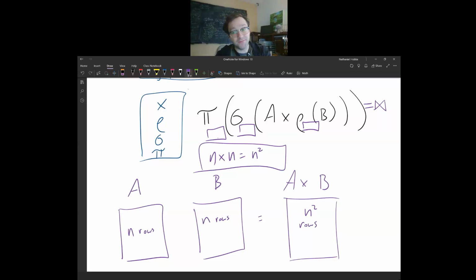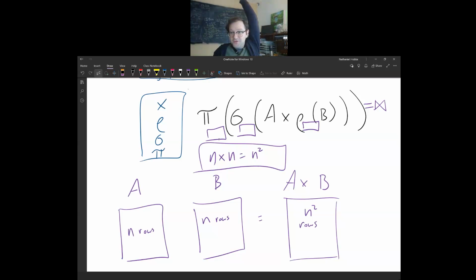So this is to say that cross multiplication is expensive. If A has 1,000 rows and B has 1,000 rows, then A cross B is going to have 1,000,000 rows. So it jumps up pretty quickly.